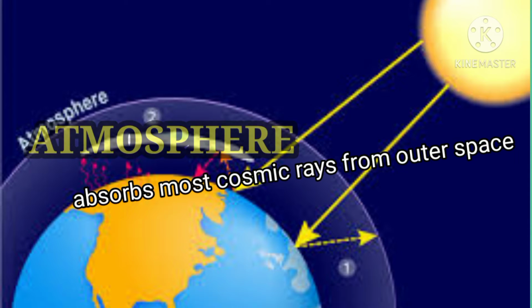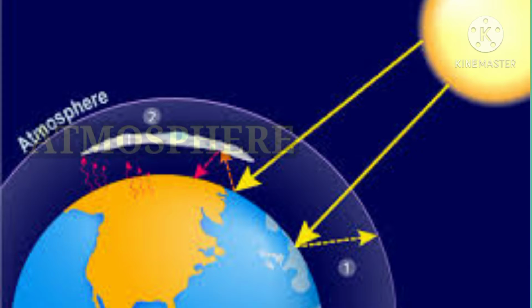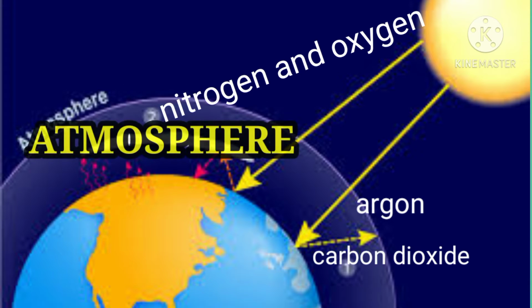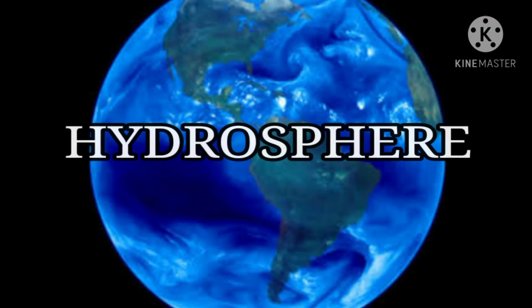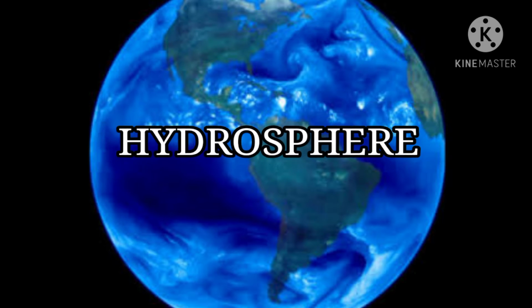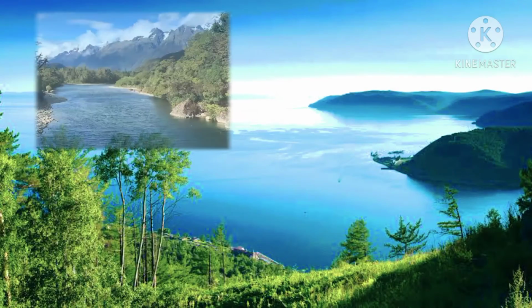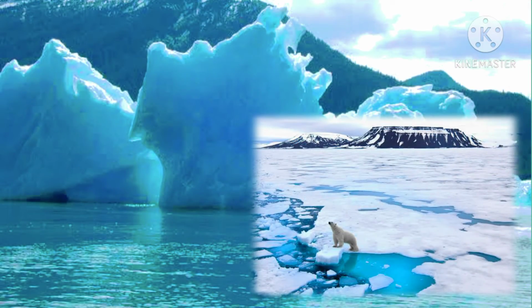It absorbs most of the cosmic rays from outer space and a major portion of the electromagnetic radiation from the sun. And also, the atmosphere is composed of nitrogen and oxygen, besides argon, carbon dioxide, and trace gases. Let's land on hydrosphere. Hydrosphere comprises all types of water sources such as oceans, seas, lakes, rivers, streams, reservoir, polar ice caps, glaciers, and groundwater.